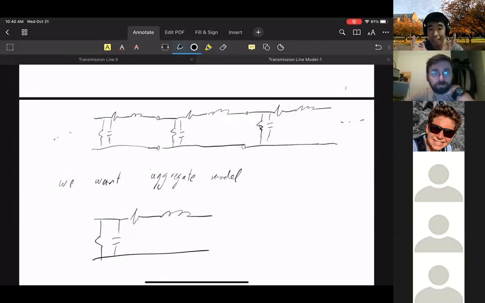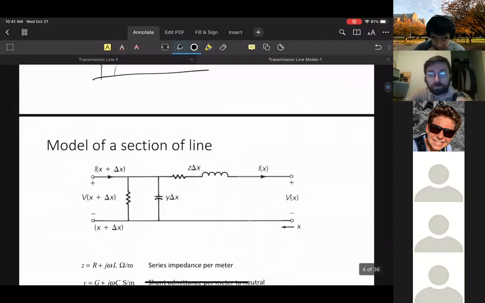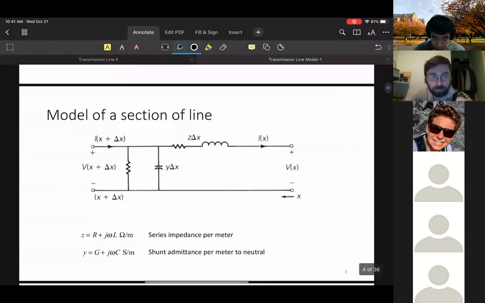And it turns out you cannot just multiply all these numbers by the length of the line to get this lumped model. It's not quite that simple. For example, remember the last example we did, we saw the conductance is some number per meter. You don't just multiply it by the length of the line. It's a little bit more work to get this lumped circuit model, this aggregate circuit model. So let's do this. To get the aggregate model, we do the following.